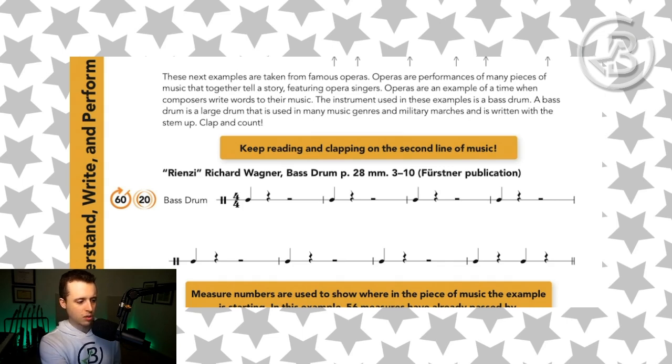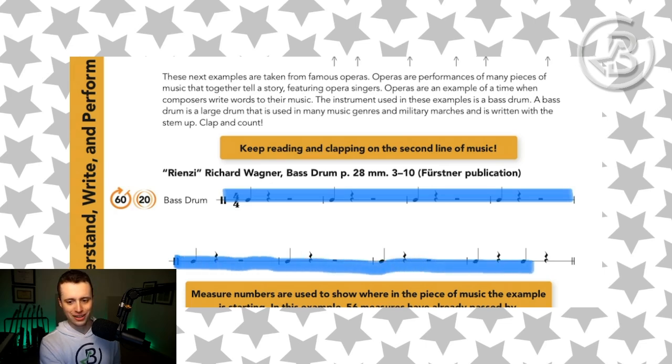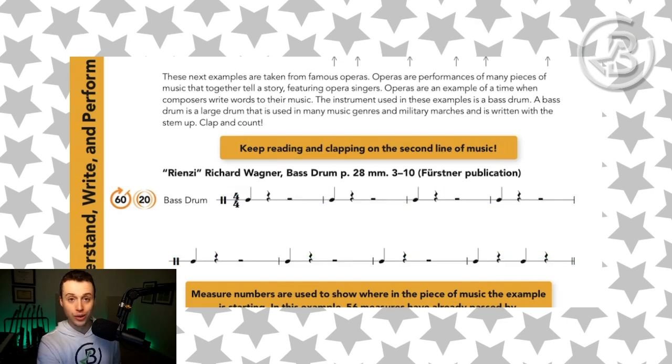So what happens is when we have a piece of music that is 2 lines long, we read from left to right, and then guess what we do? We go to the second line, and we read from left to right. Left to right, new line, left to right, just like if you were reading a book. This is the bass drum part on page 28, measures 3 through 10 of the Firstener publication.